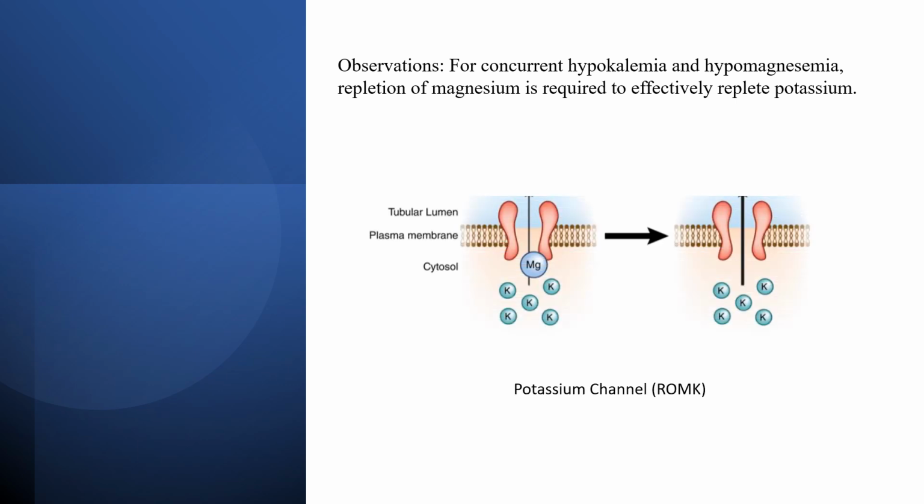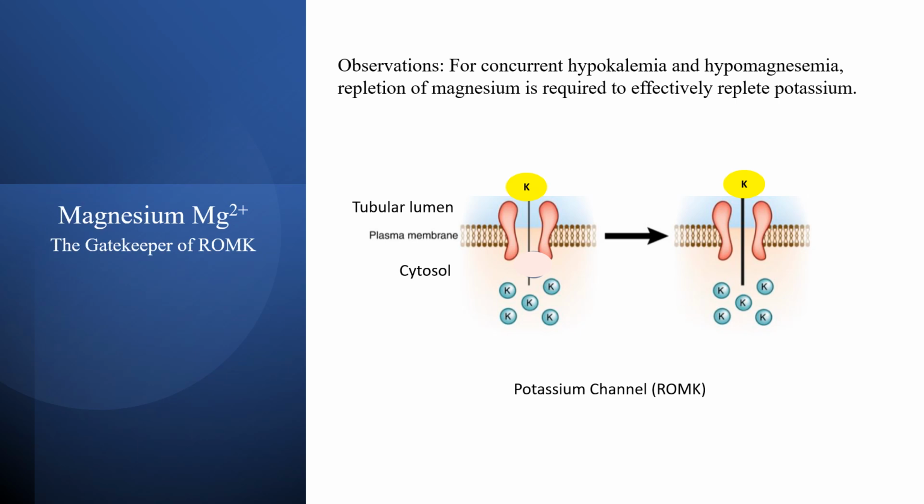This is a cartoon of the potassium channel ROMK with tubular lumen on top. Magnesium can narrow down the opening of the potassium channel ROMK and limit potassium secretion into the lumen. In a low magnesium state, potassium easily passes through ROMK into the lumen and gets excreted. Potassium supplementation in a patient with hypomagnesemia only leads to continuing potassium wasting through ROMK. This is thought to be a major mechanism whereby potassium supplement is ineffective in patients with concurrent hypomagnesemia.